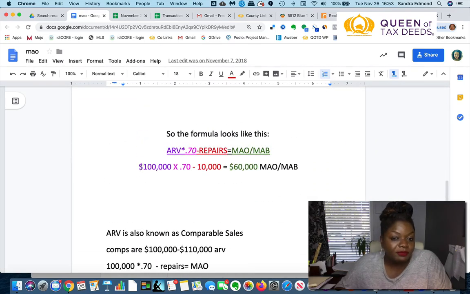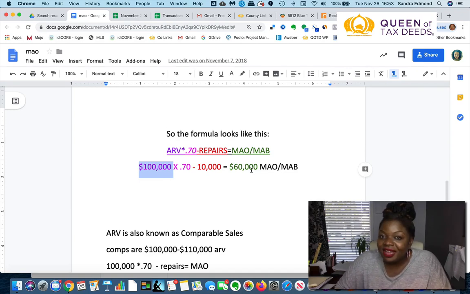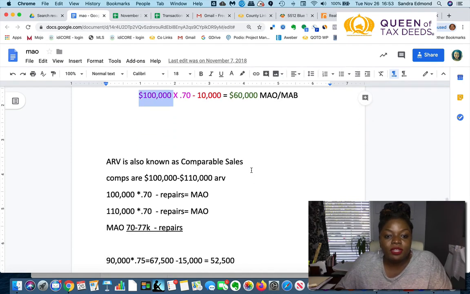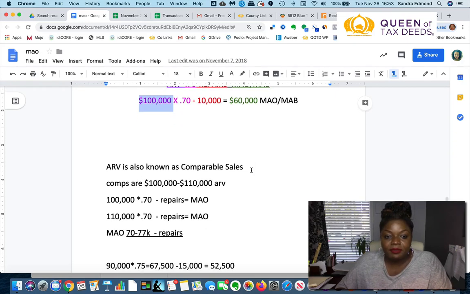Let's do an example. If it's a $100,000 house and we're using the 70% number, minus repairs of, we'll just say, 10,000, then 60,000 is the most an investor would want to pay. If you are going to be buying it for less than 60,000, you have some room to make money. So you can use anywhere between 60 and 80% as your number.